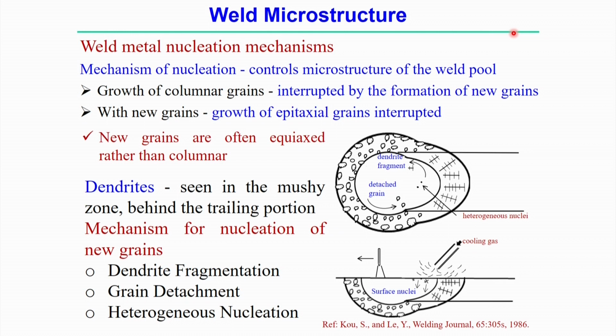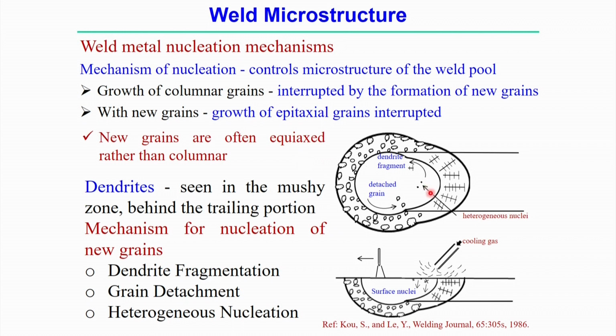New grains are normally equiaxed rather than the columnar kind of structure. So, when new grains form during the welding process, most of the time we find an almost equiaxed structure rather than a columnar one. Now, if you see the dendrites, the mushy zone behind the trailing portion, that means the rear part of the weld pool, the mechanism of nucleation depends on several phenomena. One thing is dendritic fragmentation.